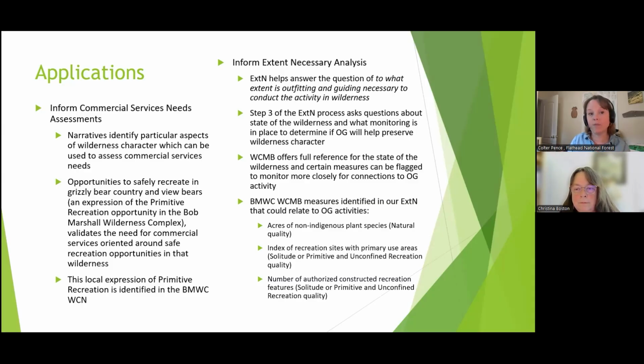And the index of recreation sites in primitive use areas: how many, how big are they? Have the outfitters enhanced that or degraded that? We actually think that they help concentrate use in some areas, so we think they're a benefit, and the monitoring of that measure is a benefit. And the number of authorized constructed recreation features. So how many corrals are there, how many hitch rails are there, et cetera. We're able to manage our outfitters and authorize specific things. And over time, our goal is to have fewer developments, and we're going to monitor that our outfitters and guides are part of the development scale through wilderness character monitoring. So that's how we're helping answer and fulfill the ask of the extent necessary, using some of the elements of our wilderness character baseline.